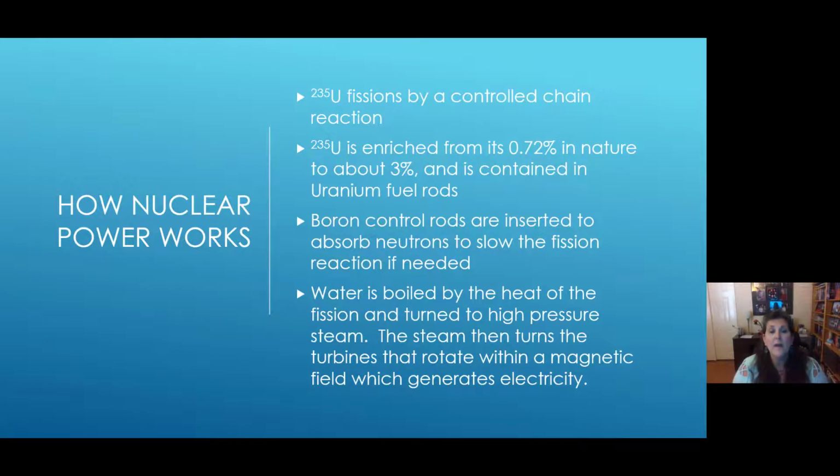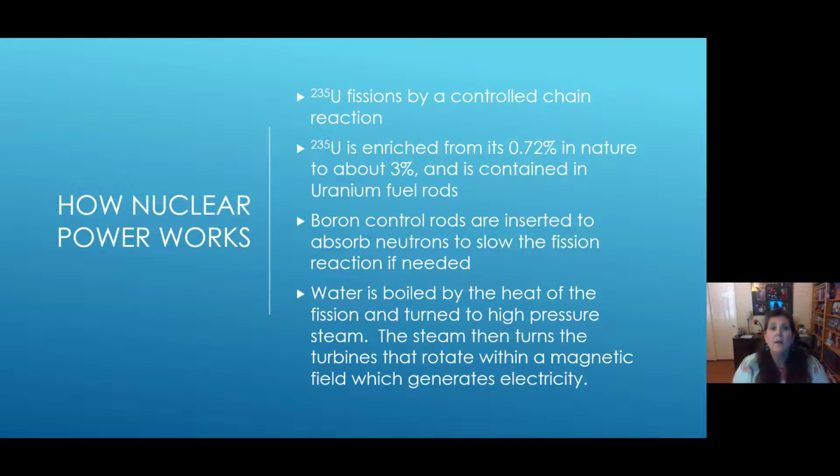We use boron control rods to go between the uranium rods to slow the reaction down. So for example, if these are the uranium rods in a reactor, boron rods come in between them and it slows or shuts the reaction down. Then we pull them up to open up the reaction to go. If we need to slow it down, we lower the boron rods a little bit. So the boron control rods slow the reaction down.